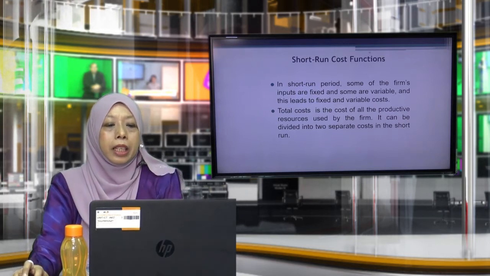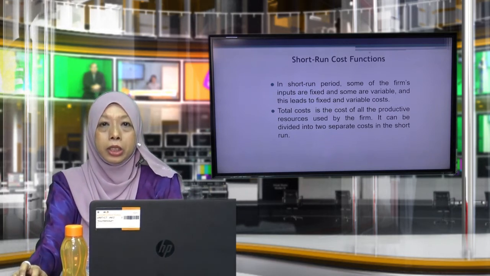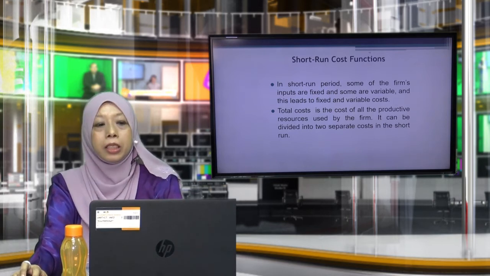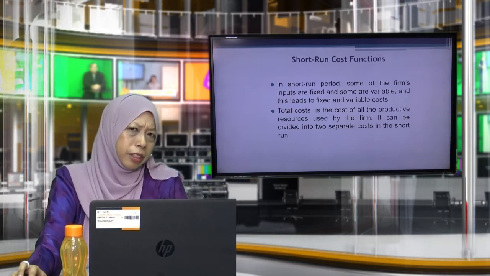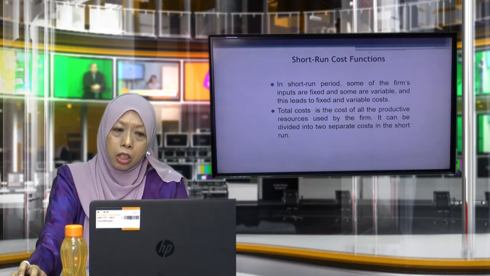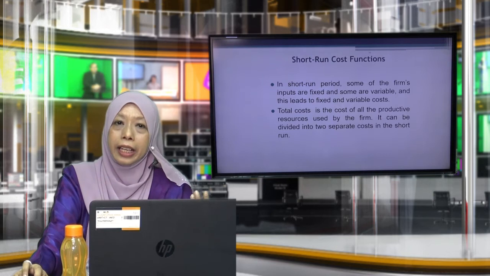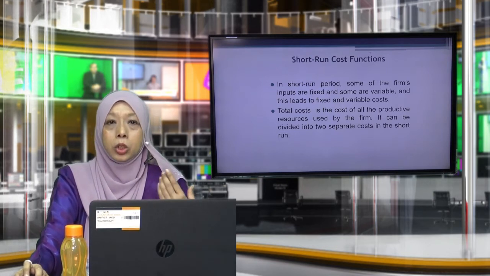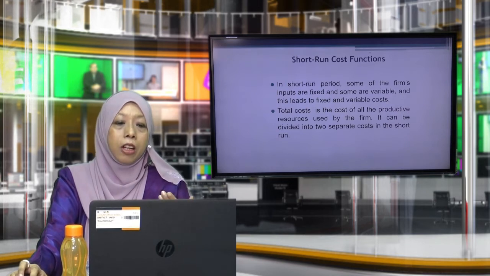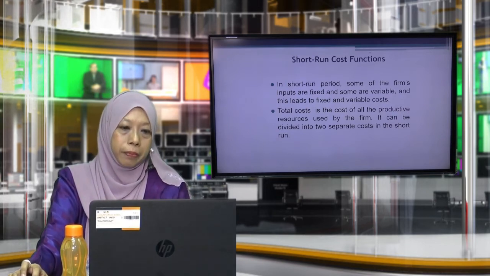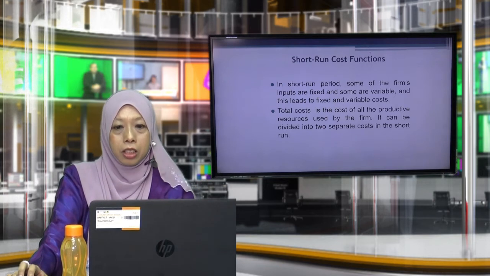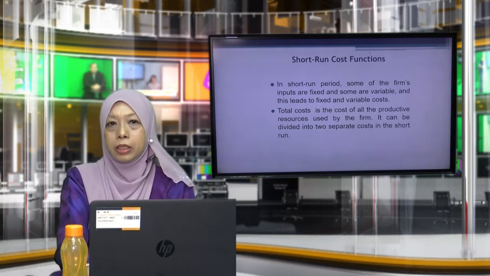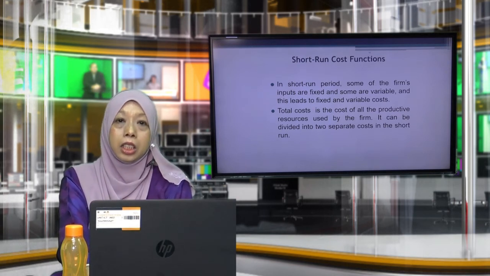Now remember that in the short run, firms use two types of input. What are these inputs? These are fixed input and also variable input. So when we talk about the cost that firms need to incur, the cost would comprise fixed costs and also variable cost. The total cost is actually the cost of all the productive resources that are used by the firm. It can be divided into the two separate costs which I mentioned just now, fixed cost and variable cost. So let us look at what actually are these two costs.